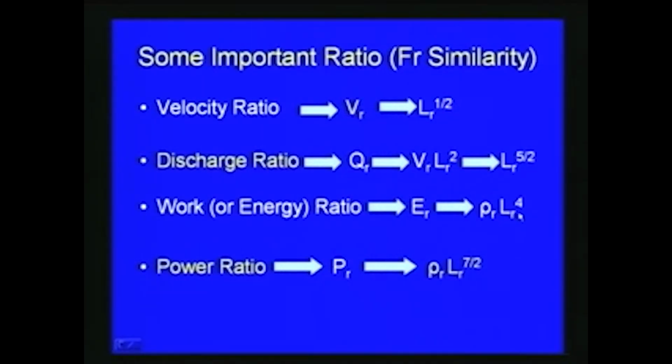And then, if the work ratio is considered, we can write E_r corresponding to rho_r L_r to the power 4, and the power ratio we can write rho_r L_r to the power 7 by 2. So, like this only a few of the important parameters are listed. In a very similar way we can derive the scale ratios with respect to the Froude number similarity, and then correspondingly model in the laboratory with respect to the prototype.